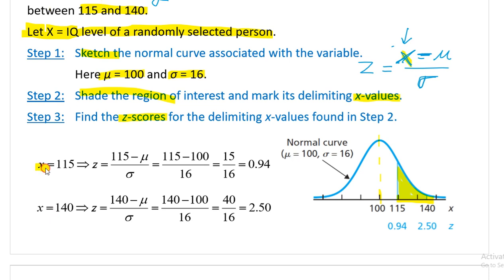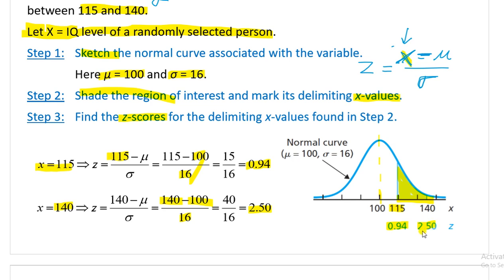If x is equal to 115, I will just replace 115 in my formula. z is equal to x minus mu divided by sigma. Mu is 100, sigma is 16. If you calculate, 0.94 will be the value of z. So if x is 115, then z is 0.94. Similarly, if x is 140, then your z will be 140 minus mu divided by sigma, and it gives you 2.5. I got the value of z, 2.5.